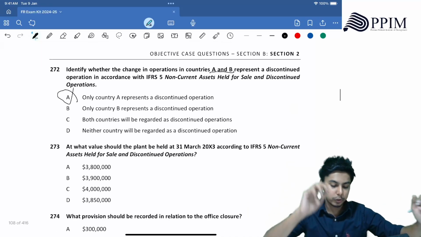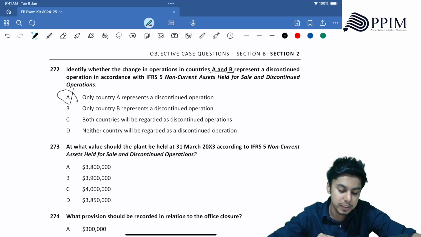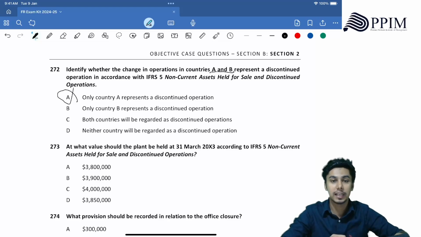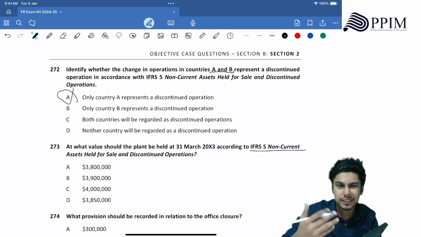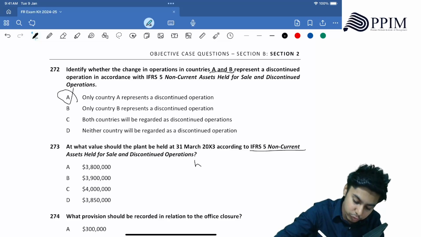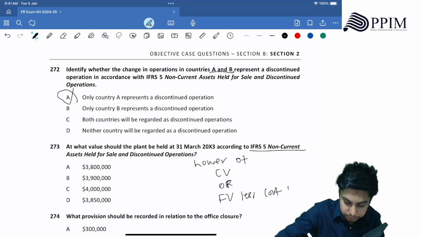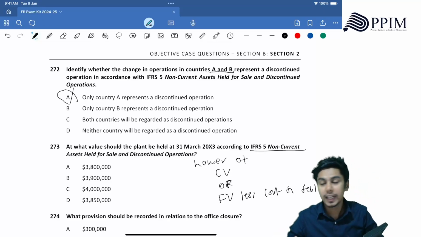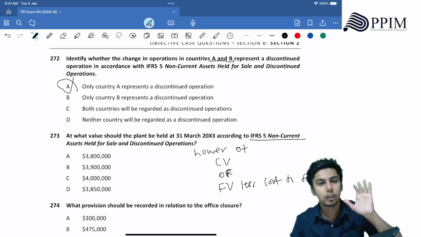What they have asked over there, 273: at what value should the plant be held on 31st of March 2003 in accordance with IFRS 5 non-current assets held for sale? Right, now guys, listen. Non-current assets held for sale, what is the theory behind it? We have to always go for the lower of carrying value or fair value less cost to sell. This is what the standard teaches, IFRS 5. Check the carrying value, check the fair value, go for the lowest out of the two.